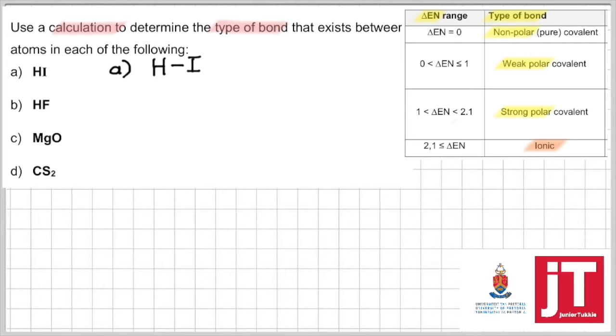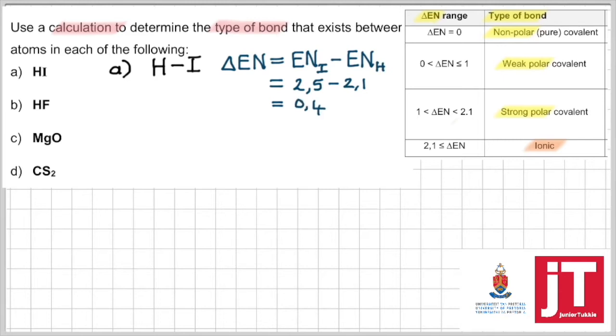To calculate the difference in electronegativity, we always take the larger electronegativity and subtract from it the smaller electronegativity. In this case, iodine has the higher electronegativity of 2.5, while the electronegativity of hydrogen is 2.1. So we say 2.5 minus 2.1 and obtain an answer of 0.4. Now, since 0.4 lies between 0 and 1, we know that the type of bond that exists between hydrogen and iodine is a weak polar covalent bond.